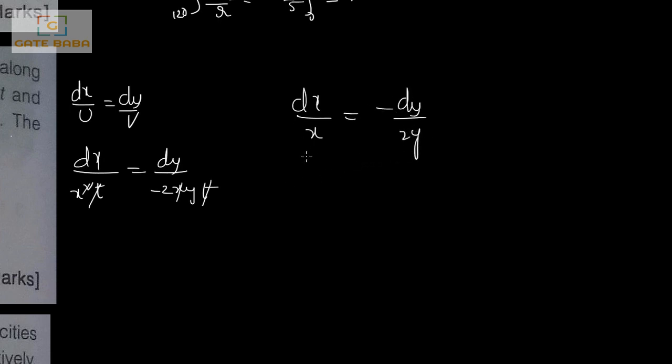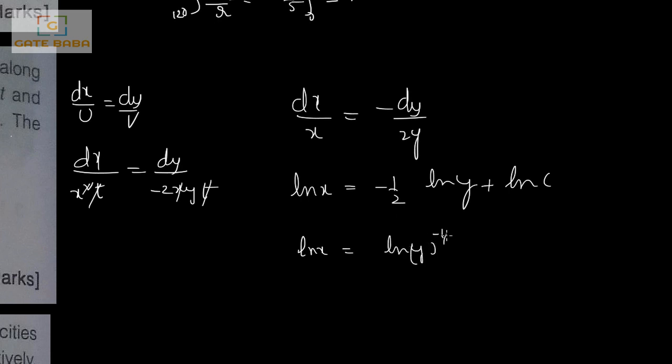So if you integrate this, you will get ln x equals minus 1 by 2 ln y plus ln c. Yes or no? So that is ln x equals ln y whole power minus 1 by 2 plus ln c. This can be written here also, ln a plus ln b means ln of ab.